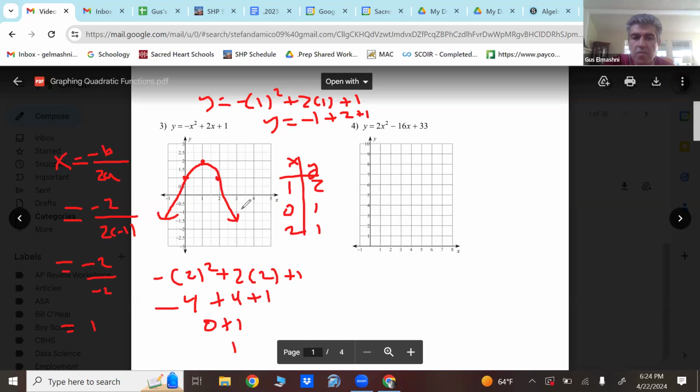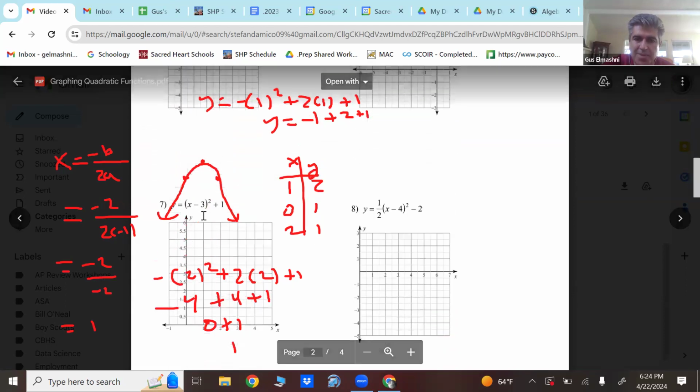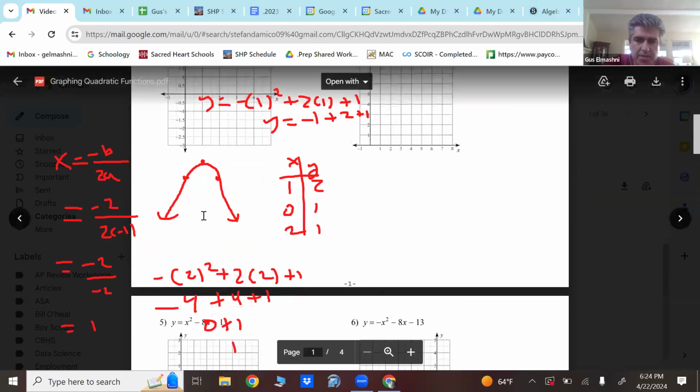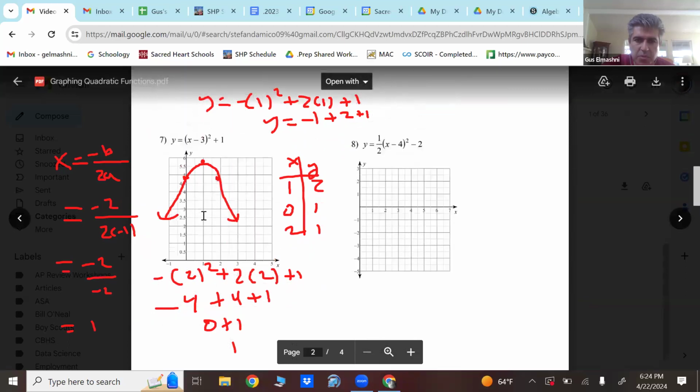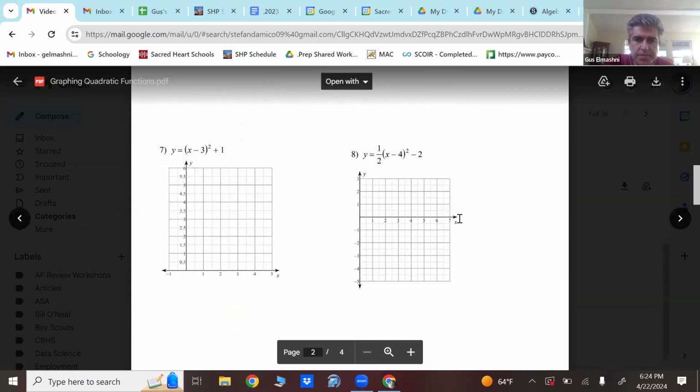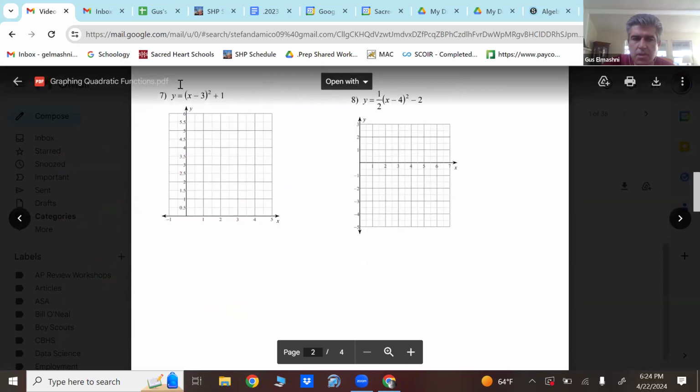Okay. So that's how you do those graphs. It's more of the same stuff. I'll skip 4, 5, and 6, since it's more of the same stuff, but let's do one with vertex form.